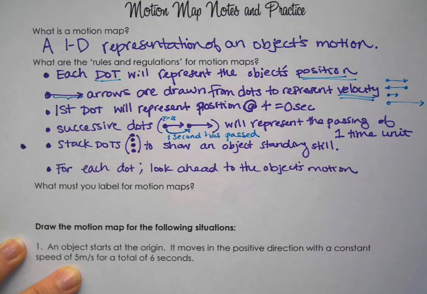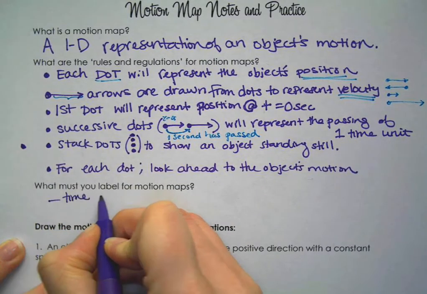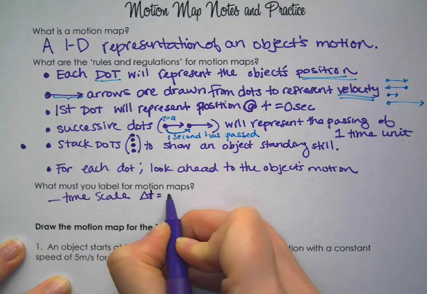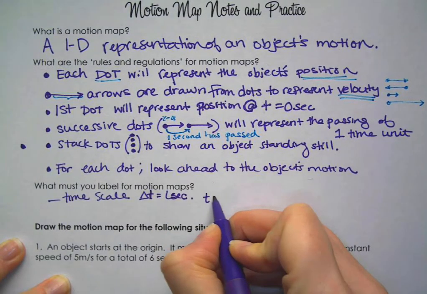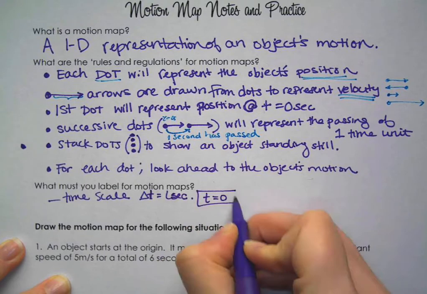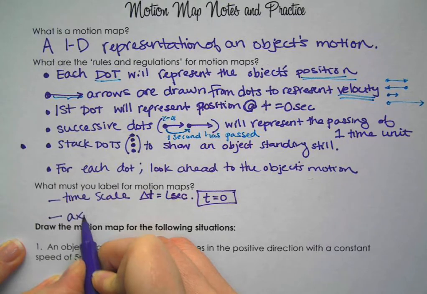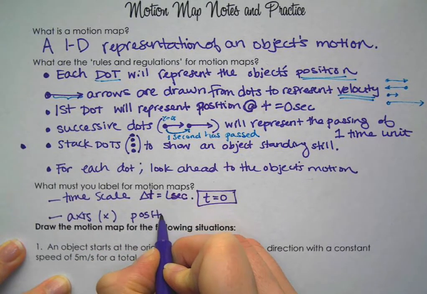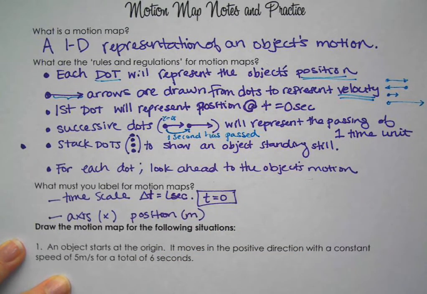What must you label for the motion map? You must label the time scale. So delta t equals what? If it usually equals 1 second, then that's fine. The other one is where time is equal to 0. So label where time is equal to 0. And then the other thing that's usually labeled for you is the axis, and that's the x-axis. It's position and with units. So meters are the ones we have below. It could still be position in centimeters, but it's up to you.